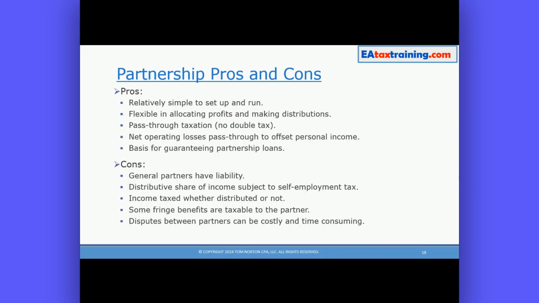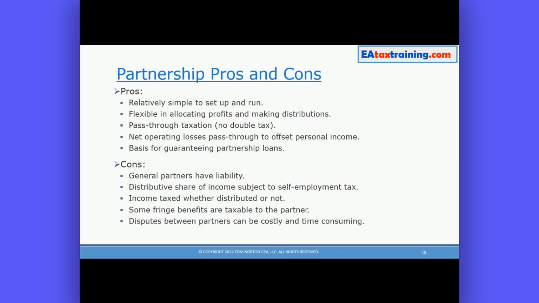A partnership is a pass-through entity, like we talked about before. So there is no double taxation like you might have with a C corporation. Any losses pass through to offset personal income. So again, if the business has a loss, then the partners, that loss gets passed through to them. They report it on their Form 1040 if they are individuals, and then they can use that loss to offset their other income.